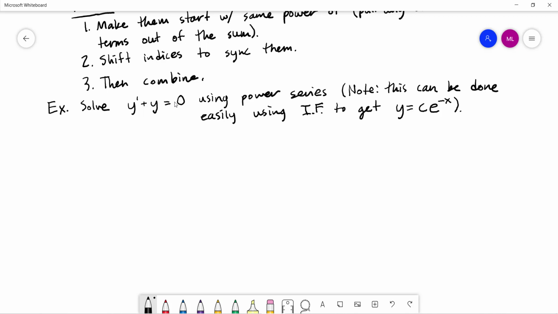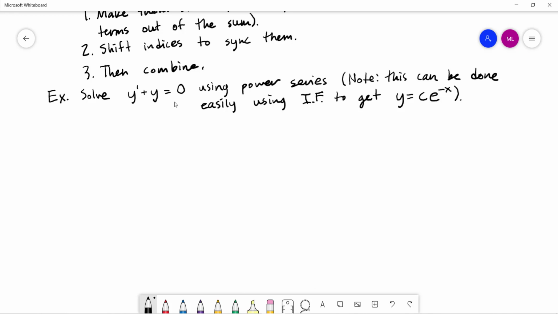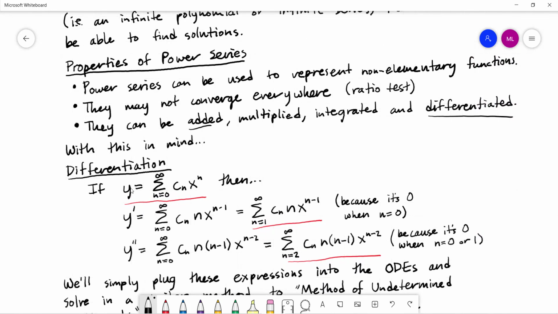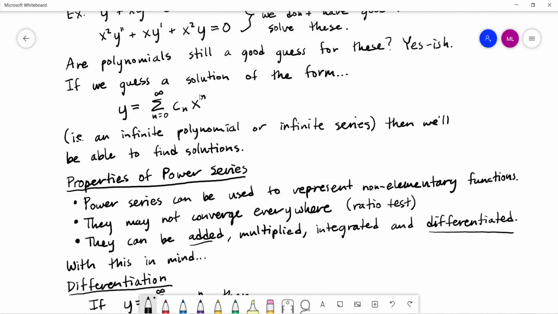Okay, so that's what this would look like. All we need to do is try y equals the sum from n equals 0 to infinity of Cn x to the n. This is always our starting point, right? We are going to start with this as our guess. We're going to assume that this is the form of our solution.